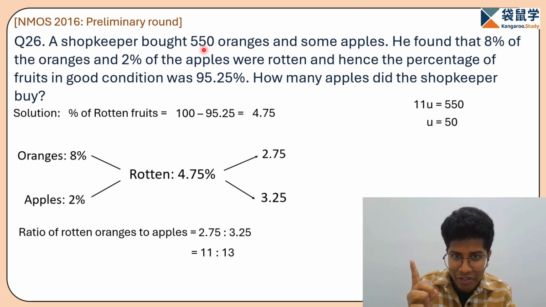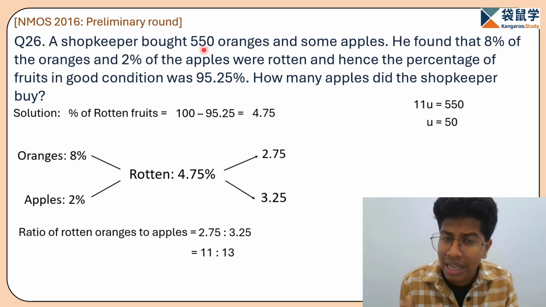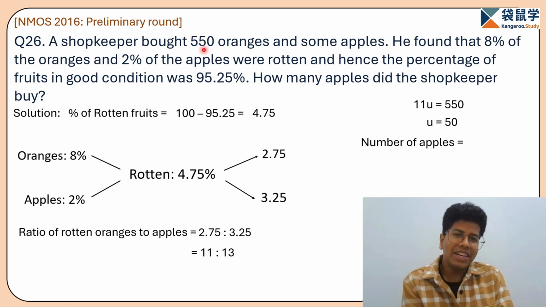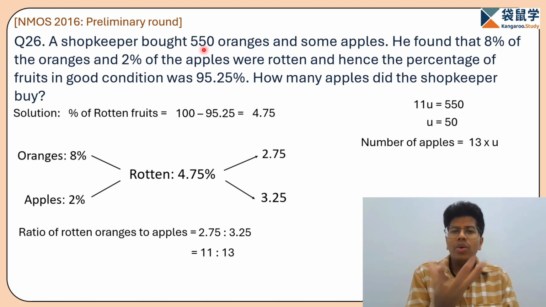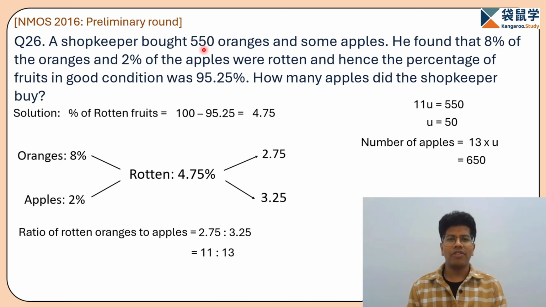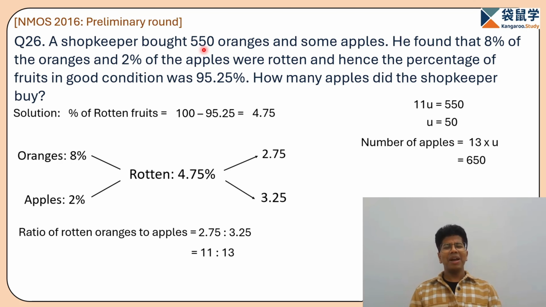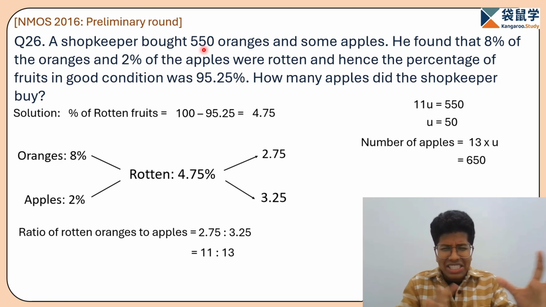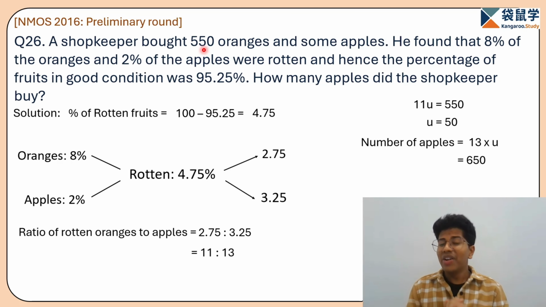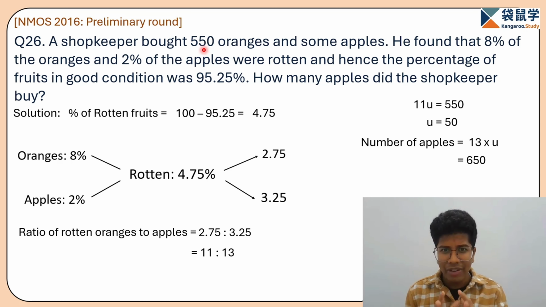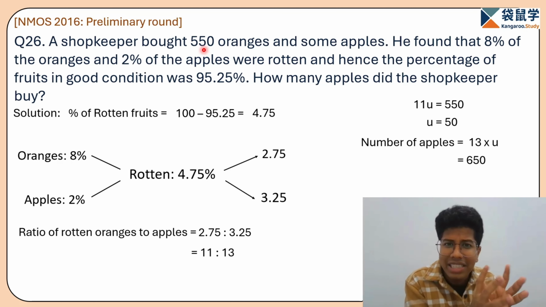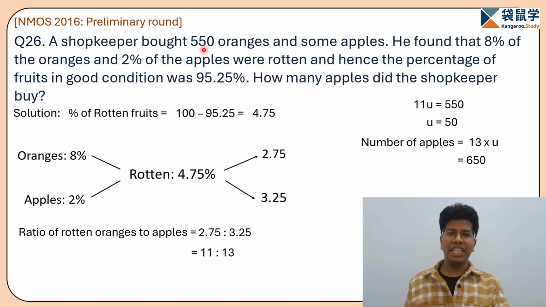So 1 unit is 50. We need to find out for apples. Apple is nothing but how many units? It's just 13U. So 13U, value of 1 unit is 50. 13 multiplied by 50 is 650. So here, just by using crossing method, it's just a matter of few steps to get the answer. So remember, by using crossing method, we can get a relation between the total number and the percentage average, whatever is mentioned in the question.